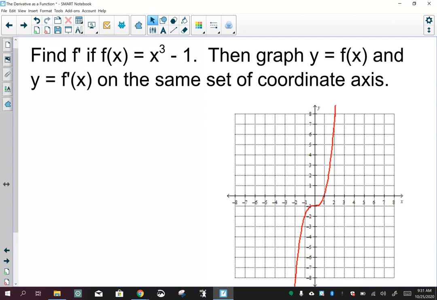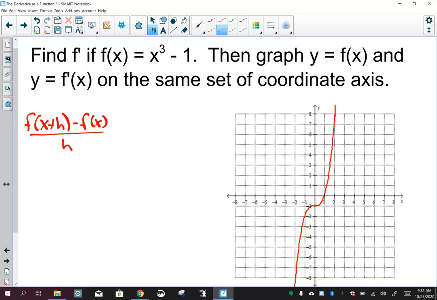So now I want to go through here and I want to graph it on the same coordinates, on the same set of axes. So I'm going to have to use that difference quotient because I can't do the f of c because I don't know what my c is, okay? So what I want to do is, again, go through your process. So I'm going to come over here, and I'm going to say the x plus h, so f of x plus h minus f of x all over h. So that's going to generate (x plus h) cubed minus 1 minus x cubed plus 1 all over h.